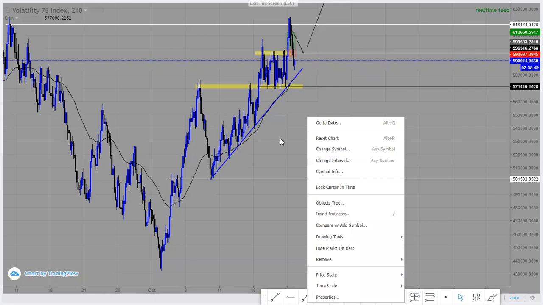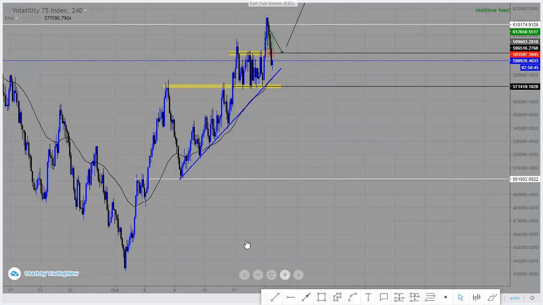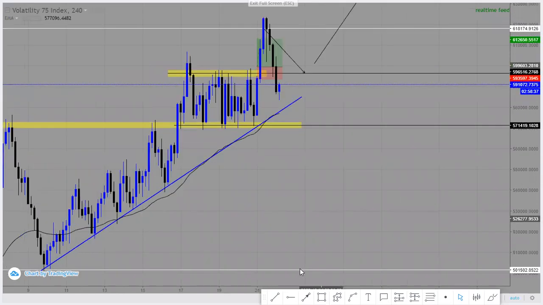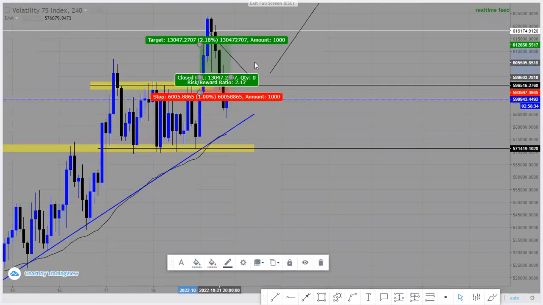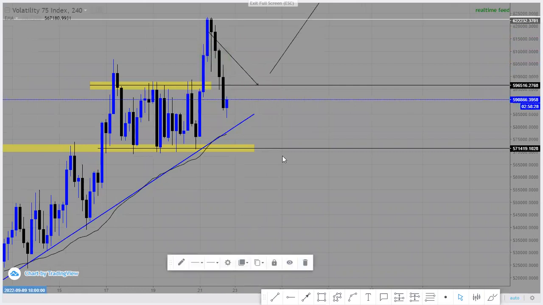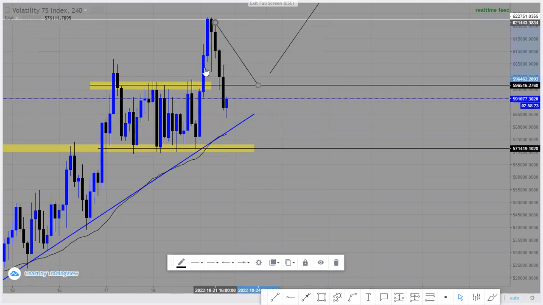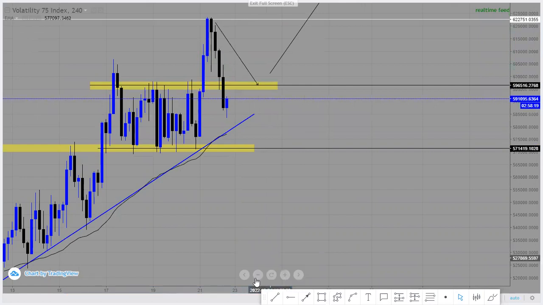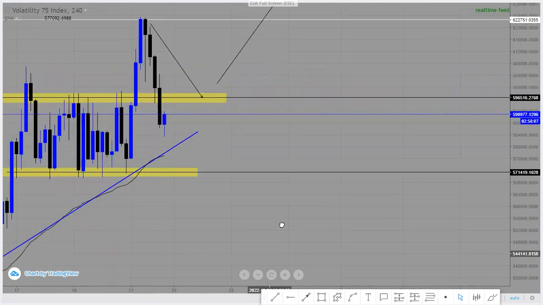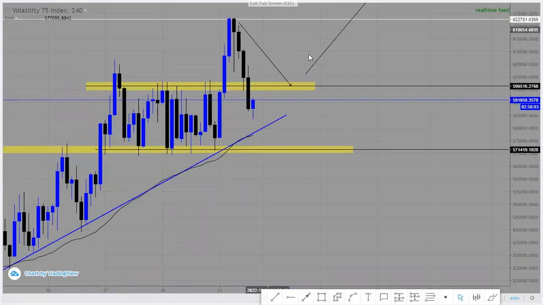Right. Looking at the VIX75, we spoke about it yesterday. We simply were waiting for this. A pullback into this support, then we enter. Since it was a range, that was our lookout. That was our focus, to say once we come, we'll take our buys.